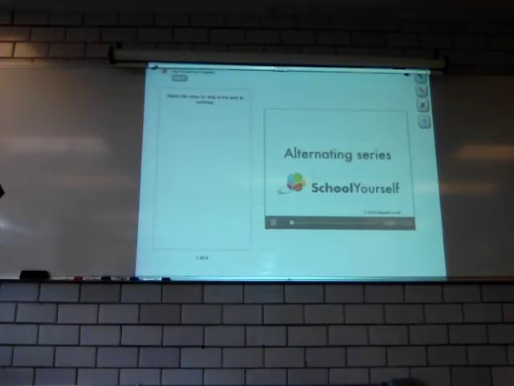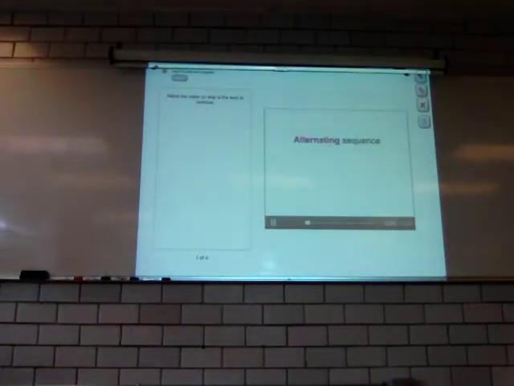Here we'll look at series that are alternating. An alternating sequence or series is one that switches between positive and negative terms, like this one here. 13 is positive, then minus 5 is negative, 2 is positive, minus 1 is negative, 4 is positive, and the next term here would be negative. Which of the following series is an example of an alternating series?